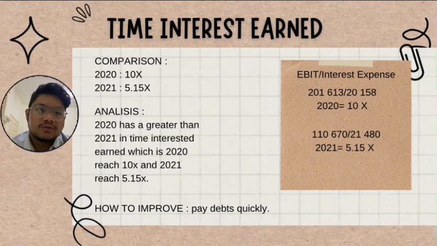And then I'm going to times interest earned. 2020 is greater than 2021 in times interest earned, which is 2020 reached 10 times and 2021 reached 5.15 times. So Flora had decreased their times interest earned and will be facing a problem paying interest. Flora Berhad needs to reduce debt. A corporation will be able to pay off debt more quickly if the amount of debt on its balance sheet is reduced.